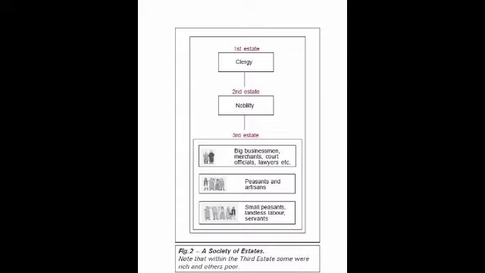In this figure, see how the system of estates in French society was organized.